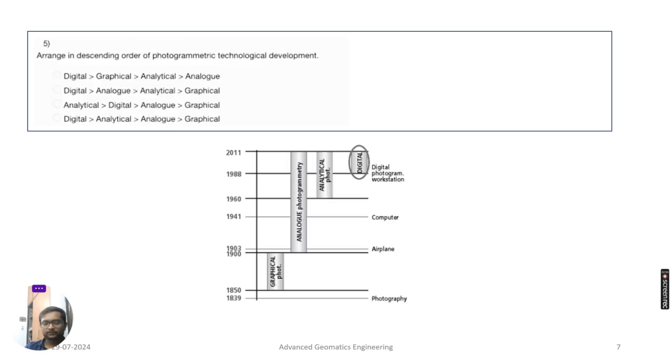Okay, so we will move to the next one. The next one is: you have to arrange the particular method of taking photographs, which is known as photogrammetry, in the descending order of photogrammetric technology development. So how the technology has developed from low level to high level. Which option is correct? What do you think? Below, one figure is also given, you can just look at it.